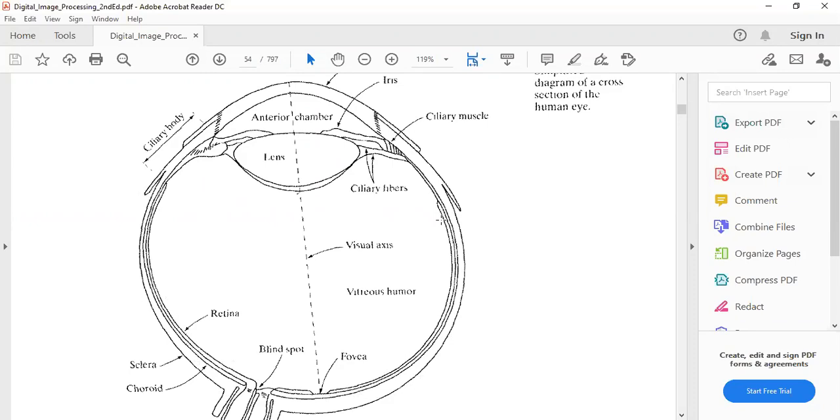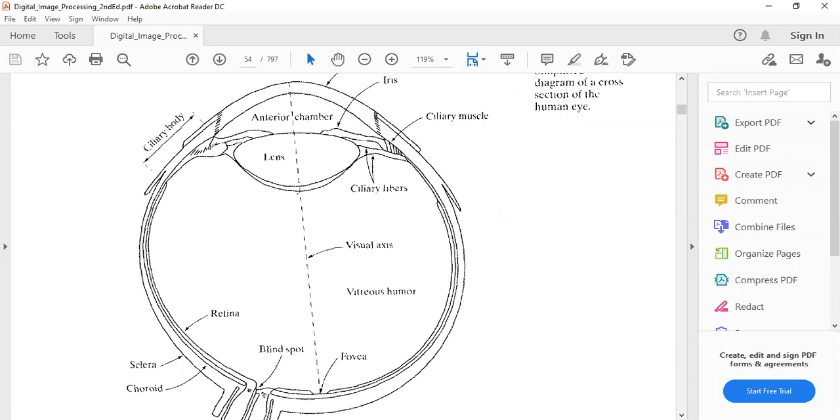Okay, what is choroid? Choroid is a membrane which is responsible for supplying all the nutrients to the eye, and it lies exactly below the sclera. The choroid contains, as I said, a network of blood vessels. There are so many blood vessels in the choroid, and it serves as a major supplier of nutrients to the eye.